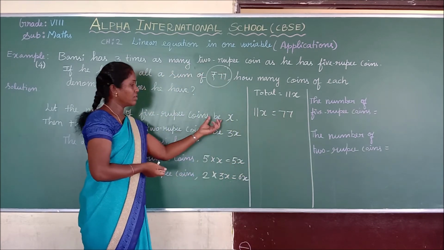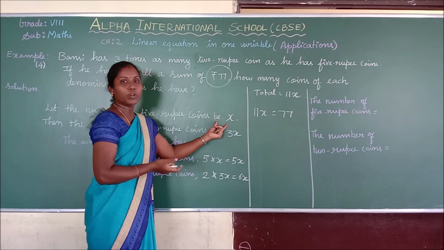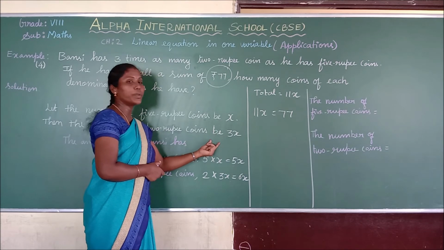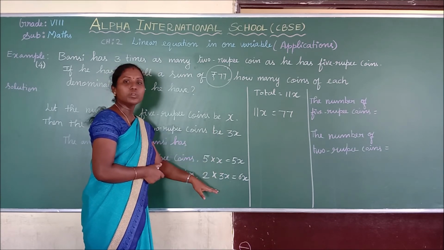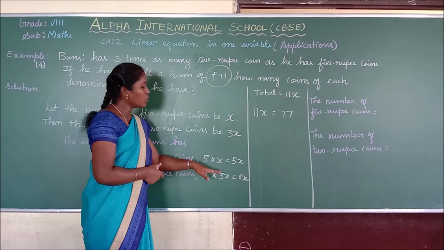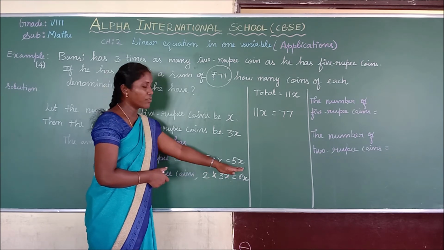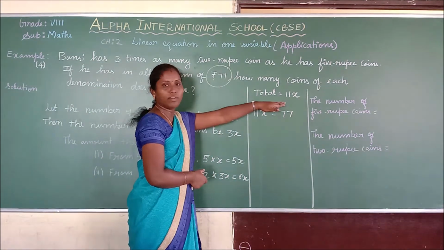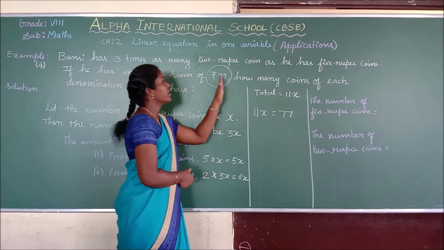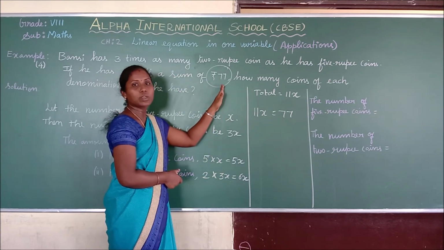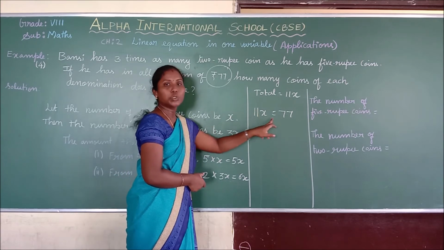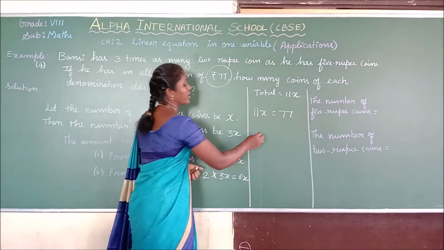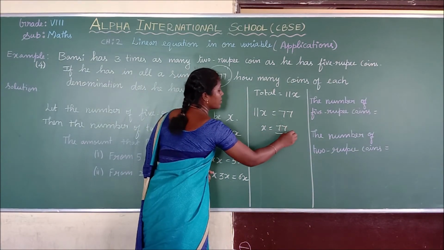Listen children, we don't know how many 5 rupee coins and 2 rupee coins he has. So we are taking the 5 rupee coins as x and the 2 rupee coins as 3x. We just have to calculate the total amount in his hand. From 5 rupee coins we have 5x, and from 2 rupee coins we have 6x. The total amount is 11x. But in the question it is given that the total amount is equal to 77. So we are equating the total amount, 11x is equal to 77. We have to calculate the value of x. How? x is equal to 77 by 11.